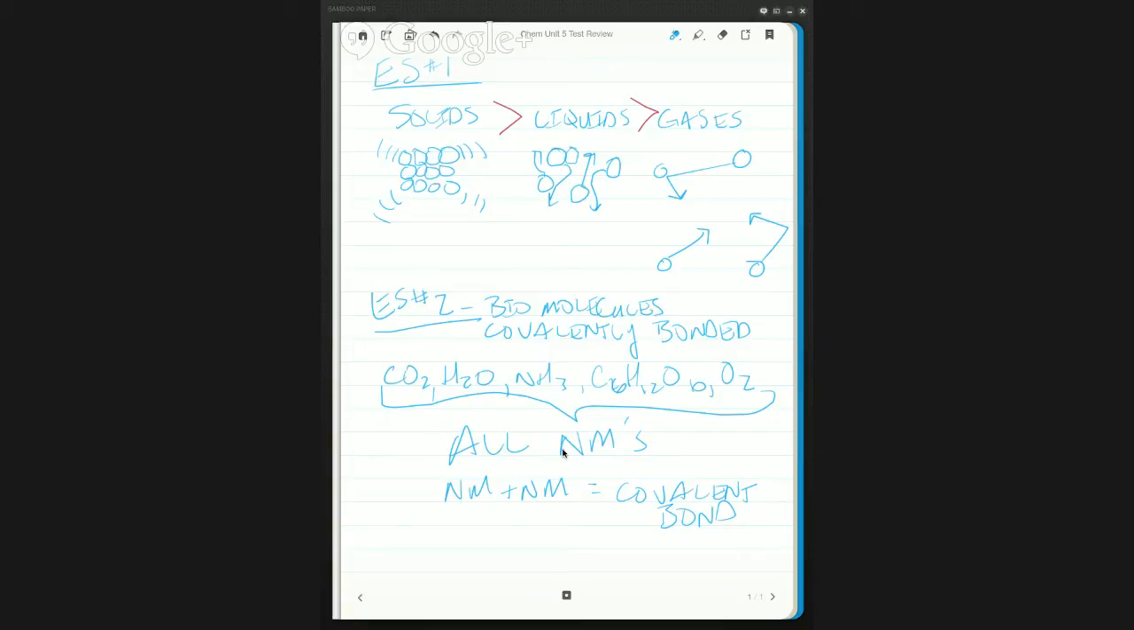And so you have to look at the elements in the molecule. Are they metals? Are they non-metals? And then once you determine the type of the elements in there, then you can determine the type of bond. So that's essential skill number 2.